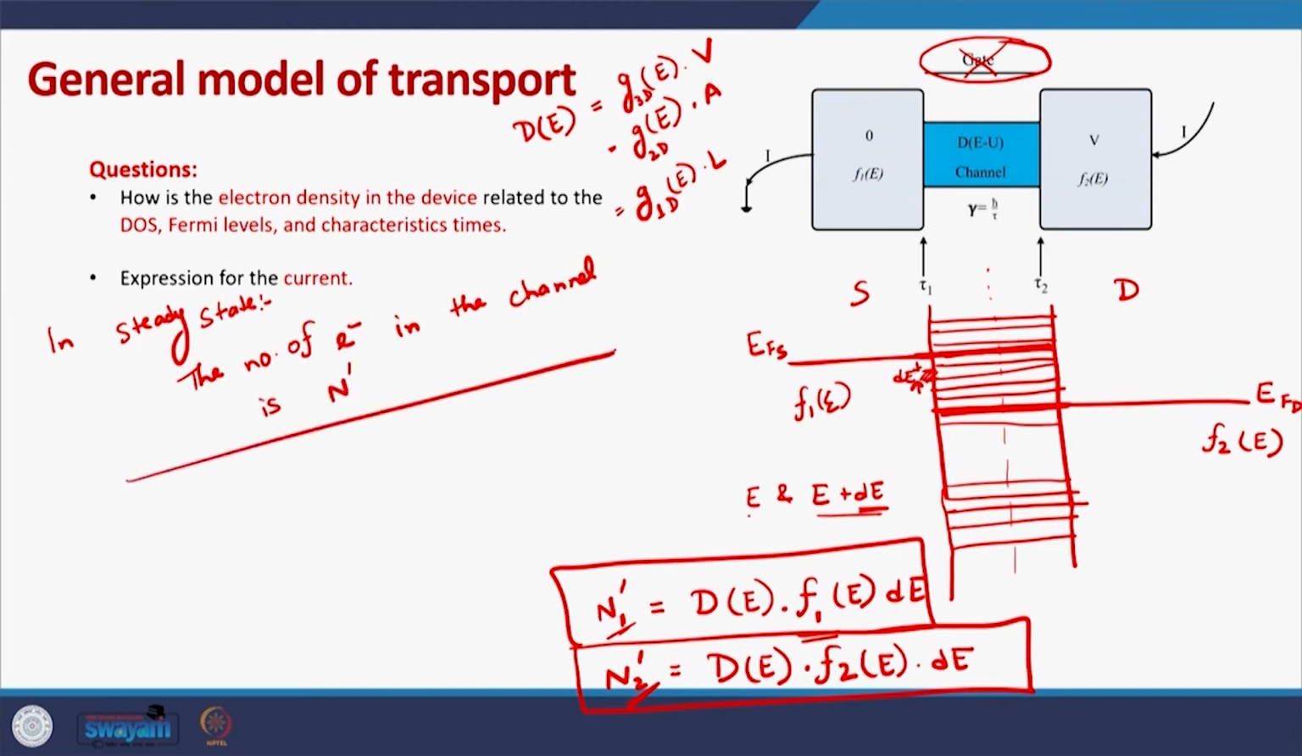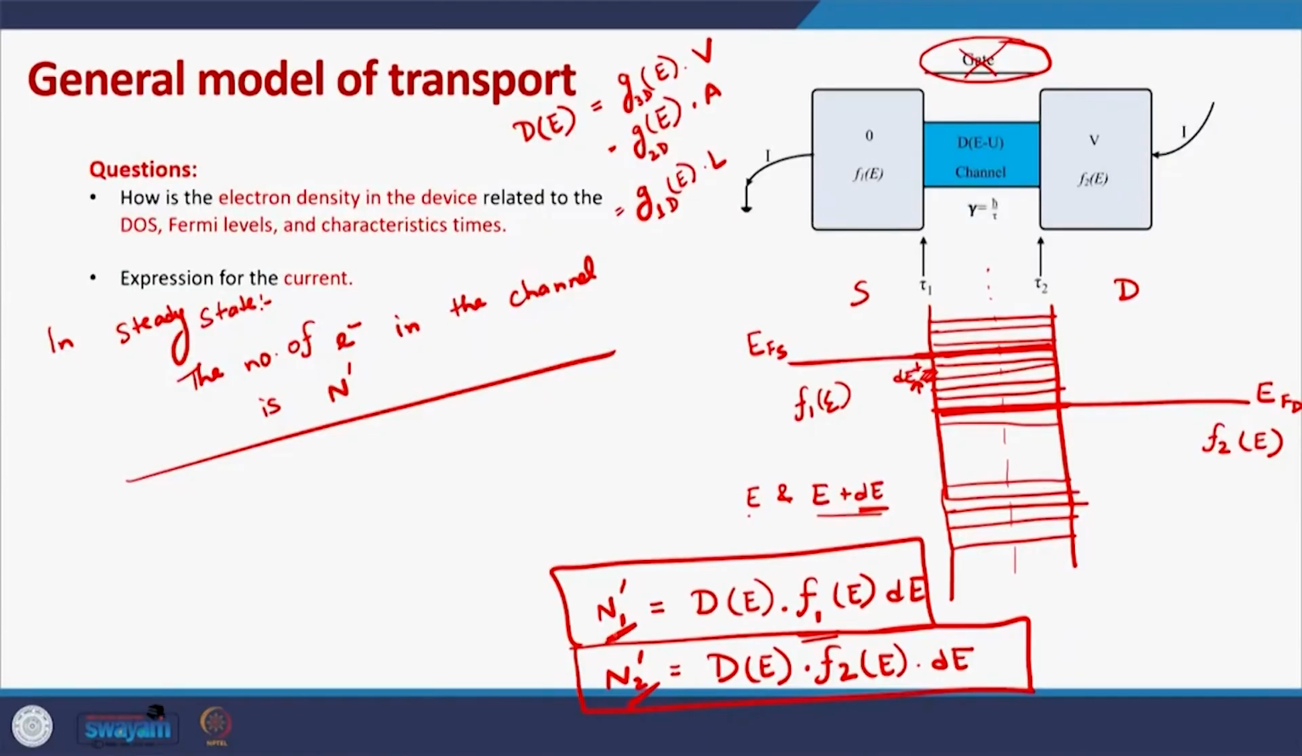Okay. So, in that case, we now know what the source contact is trying to do. It is trying to maintain N1 prime electrons. It is continuously pumping electrons into the channel, so that electronic population becomes N1 prime. The drain contact is trying to make sure that N2 prime electrons are there in the channel. It is continuously taking electrons out of the channel, so that only N2 prime electrons are there. In steady state, N prime electrons are there.